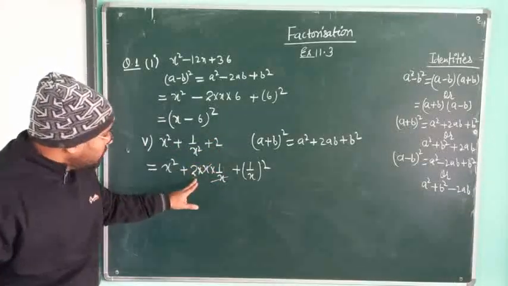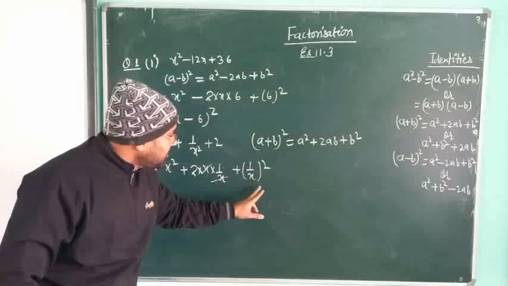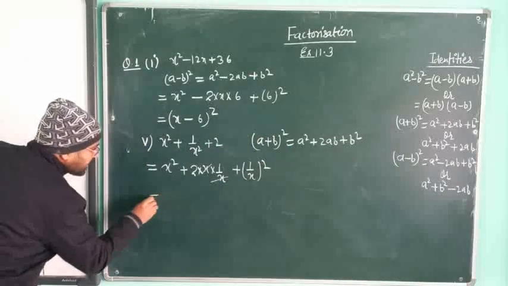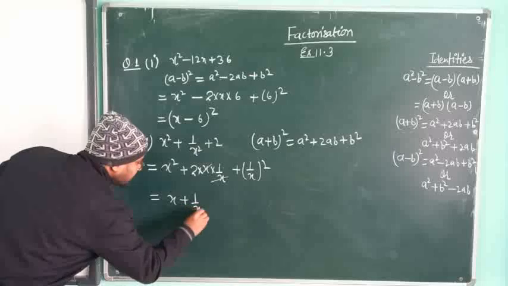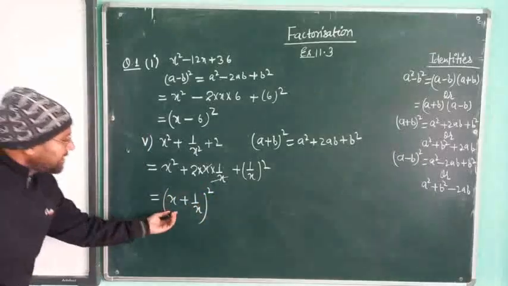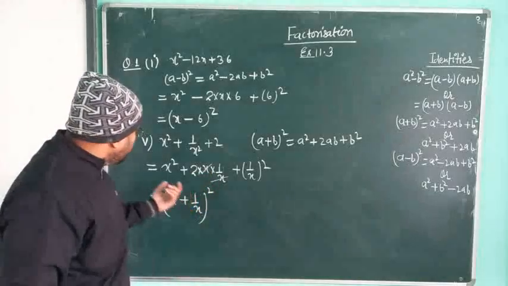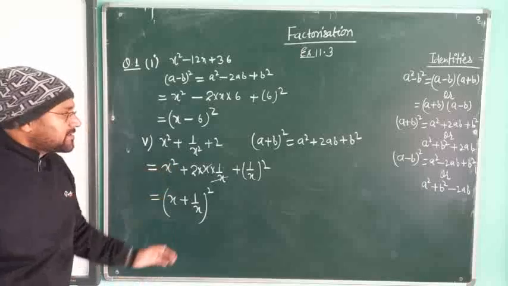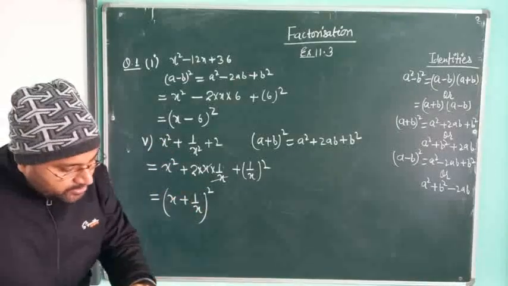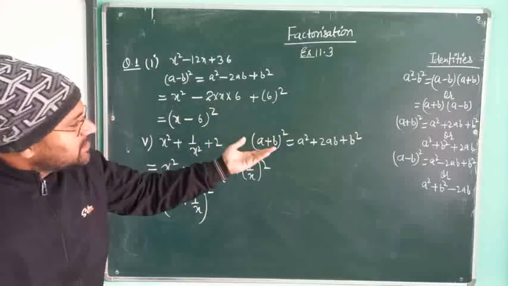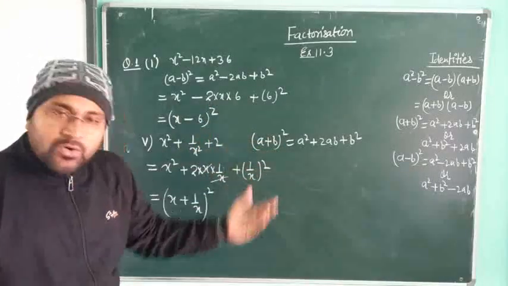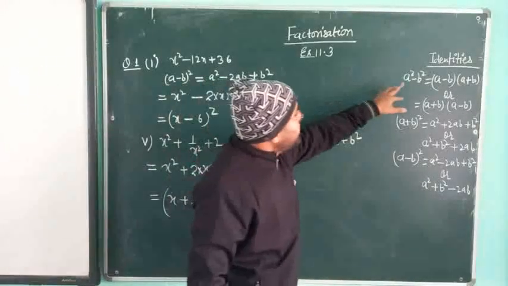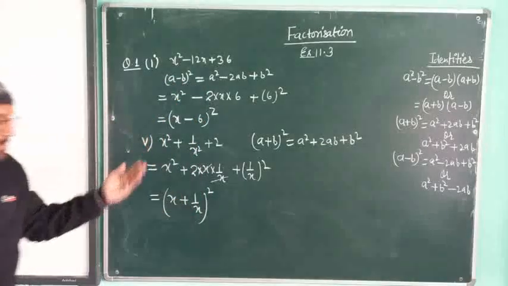So x square plus 2ab plus (1 by x), b means this is the b square. If we compare with this identity, we get (x plus 1 by x) whole square. So this is our factorization, our solution for this expression. You can make all the other questions in this format: (a plus b) whole square or (a minus b) whole square. Now I can do some questions based on a square minus b square. So complete it in your copy.